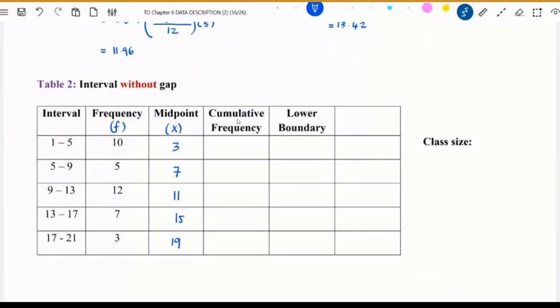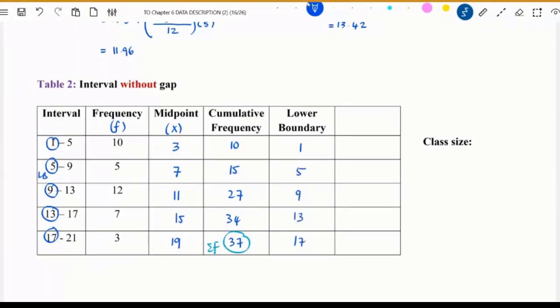Cumulative frequency stays the same because the frequency doesn't change at all. So we have 10, 15, 27, 34 and 37. This one will be the summation of f. Okay, lower limit, lower boundary. Since we don't have any gap, we will take this one as the lower boundary. The lower limit becomes the lower boundary, the upper limit becomes the upper boundary. So here will be 1, 5, 9, 13, 17.